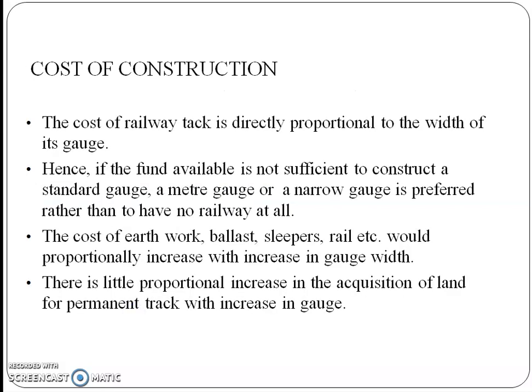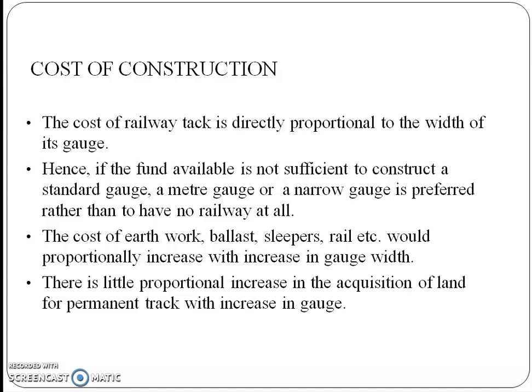First one, cost of construction. How is the cost affected in a gauge design? The cost of a railway track is directly proportional to the width of its gauge. Simply, for broad gauge the construction cost is higher. If it is a narrow gauge, the construction cost is less.